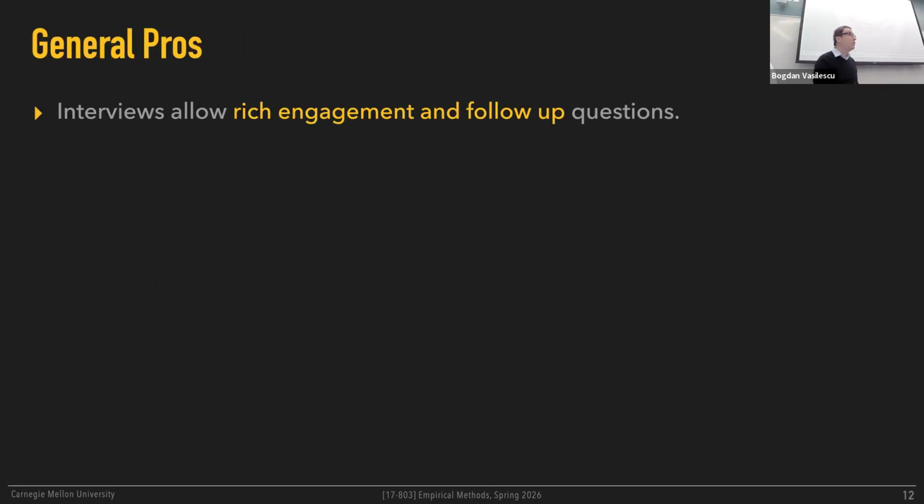Okay, the general pro of interviews compared to something like surveys is that they allow for much richer engagement and follow-up. When you have the person in front of you, or on a call, you can interact with them and ask follow-up questions. That's usually not possible through a survey, and not possible through archival data or logs. This is where richness and nuance come from. This is really the value of doing interviews.